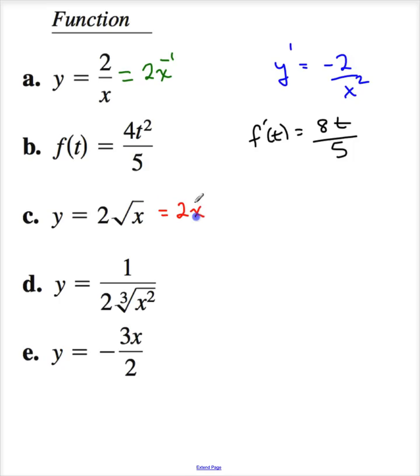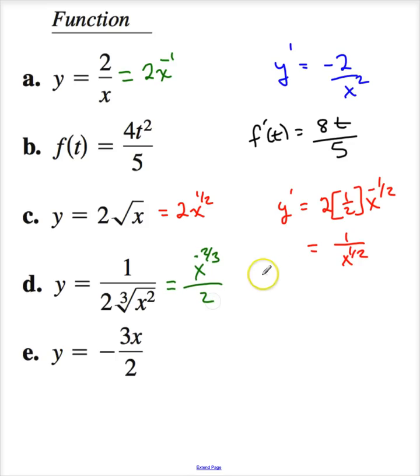Now this one you do need to rewrite. So this is 2x to the 1/2. So y prime is 2 times 1/2 times x to the minus 1/2. So this becomes 1 over x to the 1/2. Remember, you want to get rid of your negative exponents. Now, if we're looking at this one right here, when I rewrite this, this is x to the 2/3 with a negative there over 2.